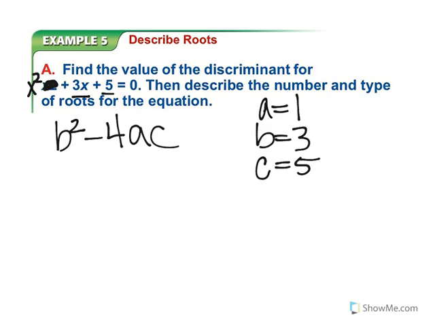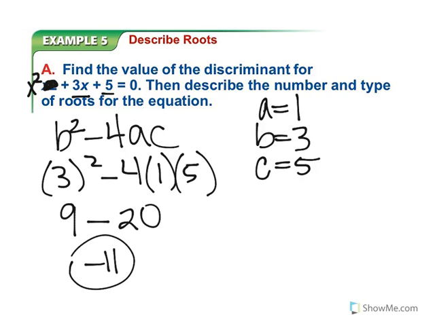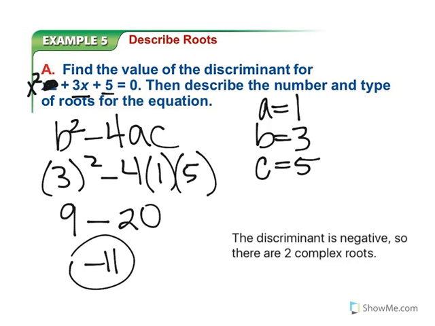So I'm going to plug in accordingly. B is 3, so I get 3 squared minus 4 times A is 1 times C is 5. 3 squared is 9, minus 4 times 1 times 5 is 20. 9 minus 20 is negative 11. Since we got a negative number for the discriminant, that means there's two complex roots. That means they're going to be imaginary. And you can always refer to the chart that we just looked at.